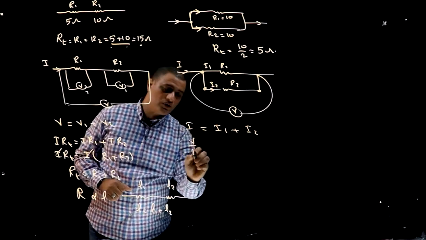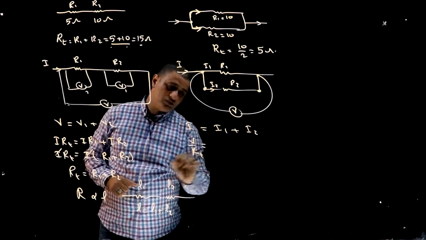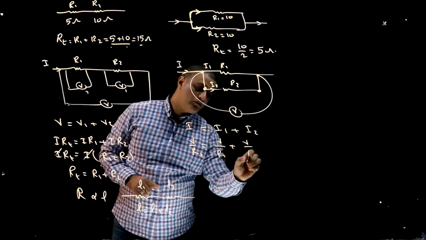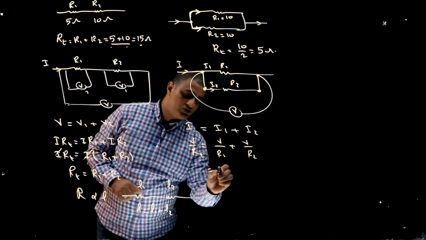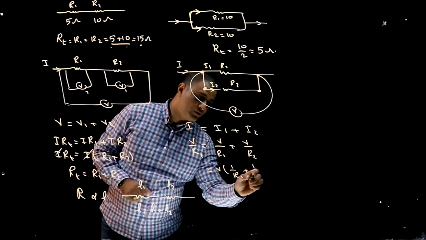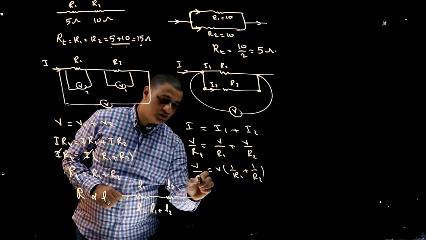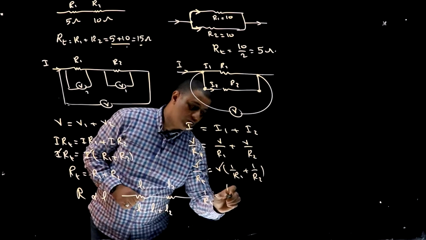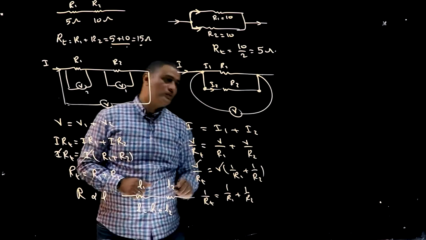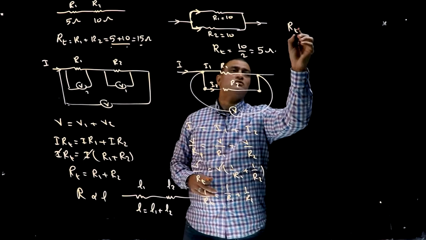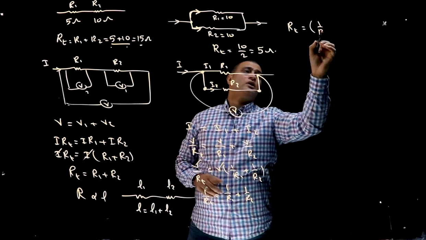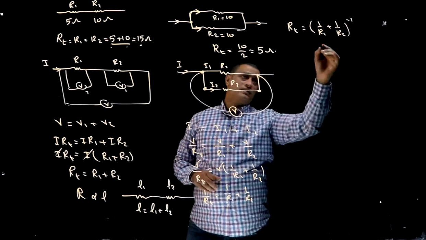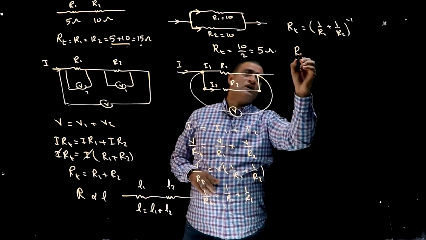So I equals V over R. That's V over R total, because it is I total. So V over R1 plus V over R2. We will take V as a common factor, so 1 over R1 plus 1 over R2. Here V over R total. So simplify V with V, 1 over R total equals 1 over R1 plus 1 over R2. If you want to calculate R total, so R total equals 1 over R1 plus 1 over R2, all to the power negative 1. In another way, mathematically, we can write it as the following.